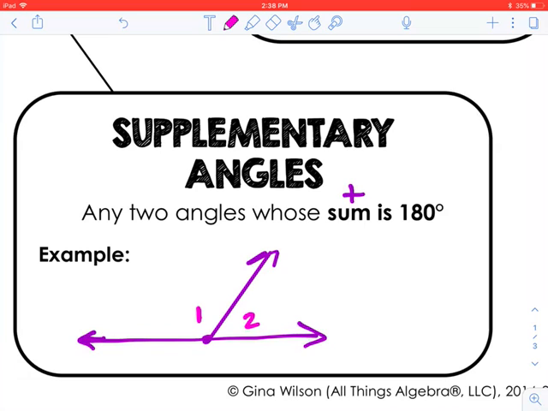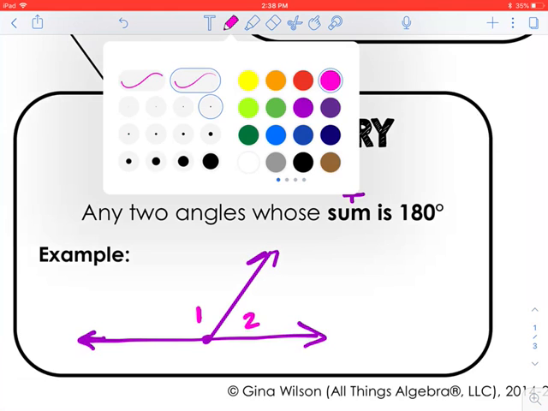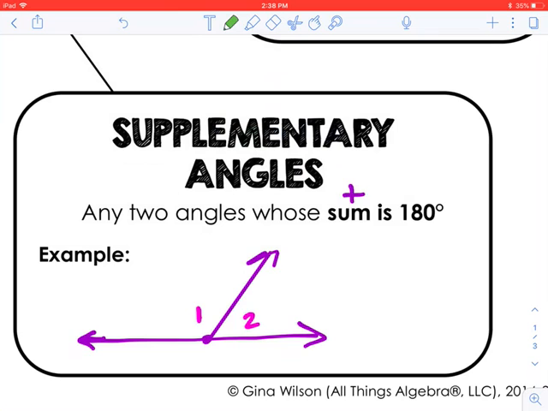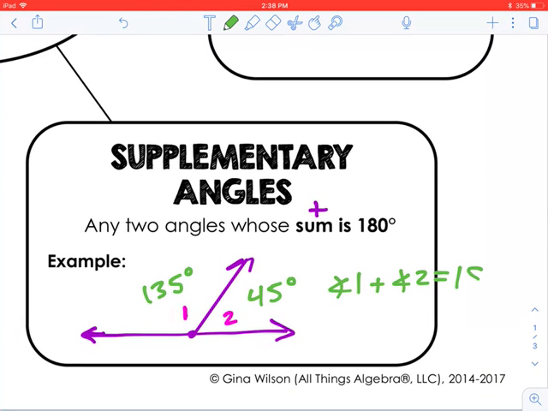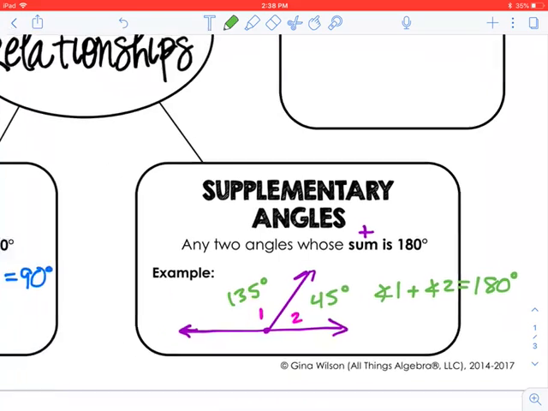Now, they don't have to be next to each other, okay? But, like, let's say this measure is 135 degrees, and this measure is 45 degrees. Those add up to get 180. So angle 1 plus angle 2 equal 180 degrees. Okay?